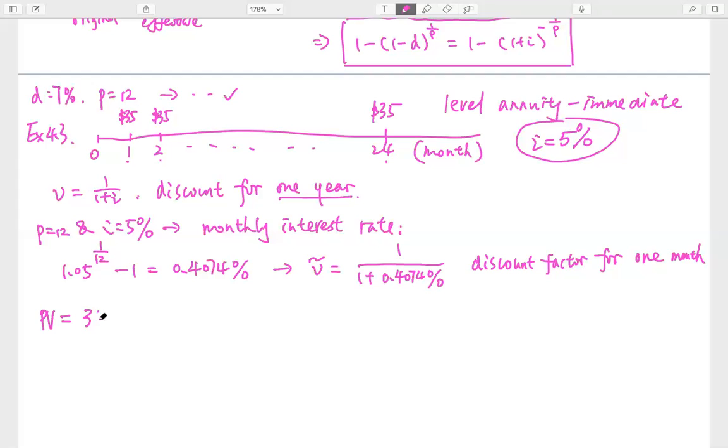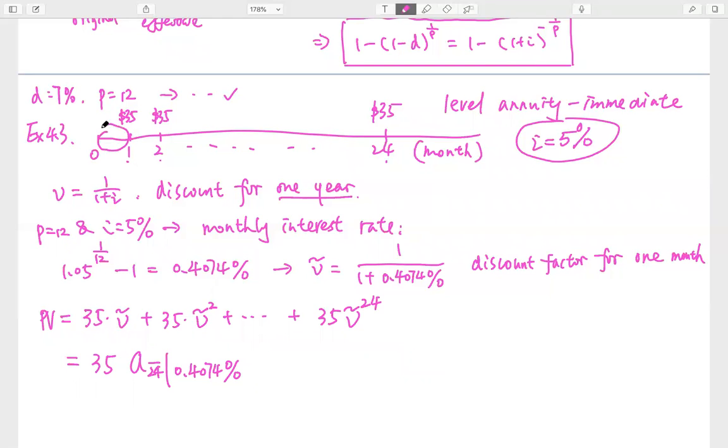Now let's write down the present value for this stream of payments, or annuity immediate. The first one needs to be discounted back by 1 month. The second one needs to be discounted back for 2 months, so raise the power. You can think of this as a new annuity, but if we want to use our old notation, here would be 0.4074, because that is the effective interest for the unit period. This is not for the unit period, this is for 1 year.